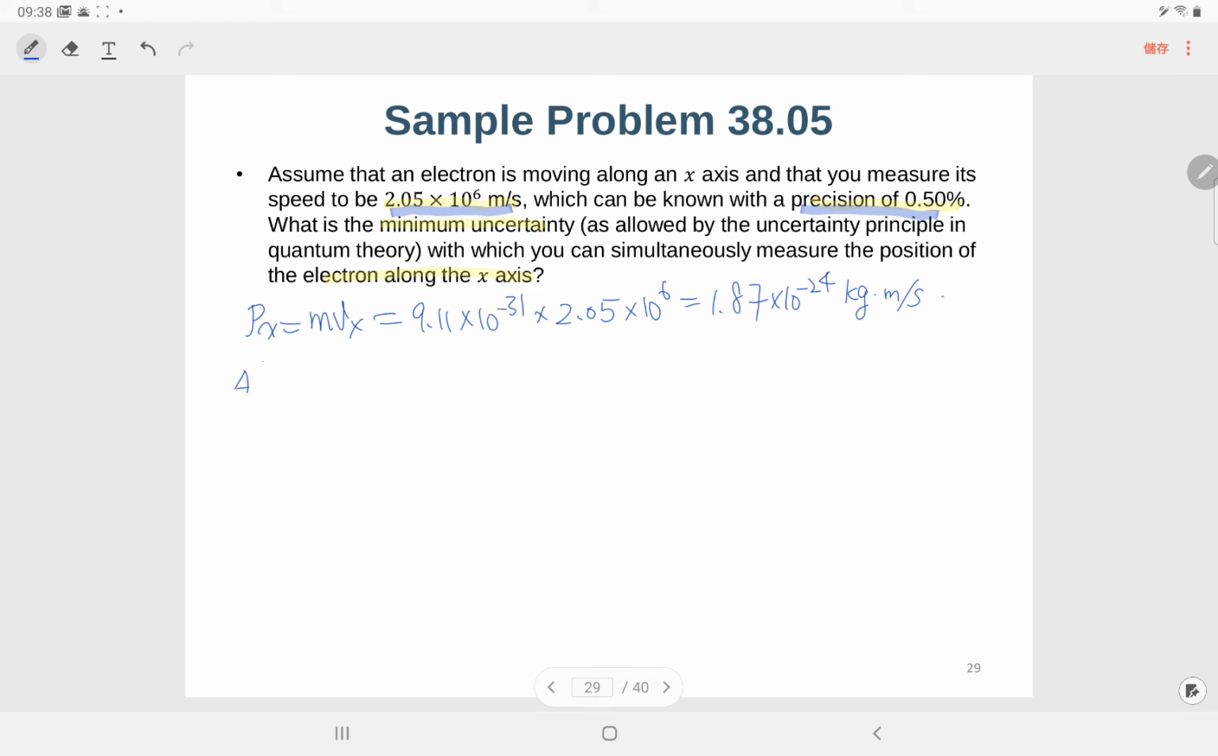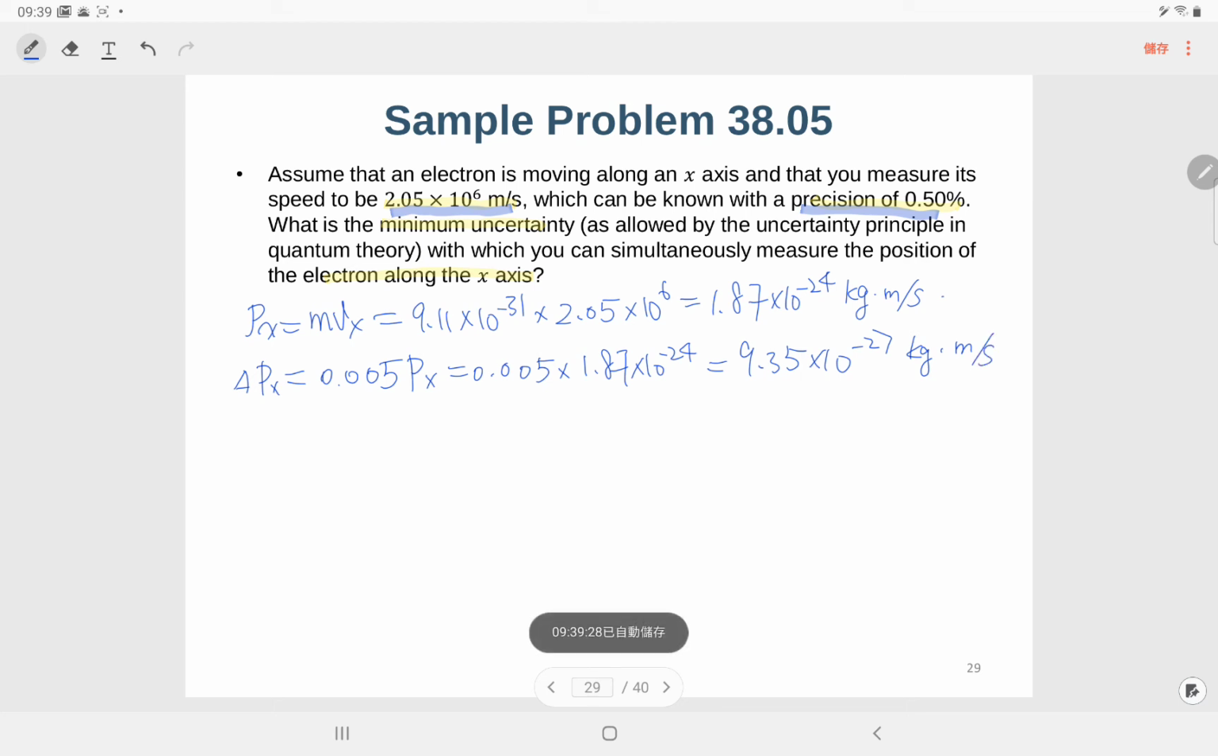And actually delta px is 0.5%, which is 0.005 px, which is 0.005 times 1.87 times 10 to the minus 24, which is 9.35 times 10 to the minus 27 kg meter per second, like this.